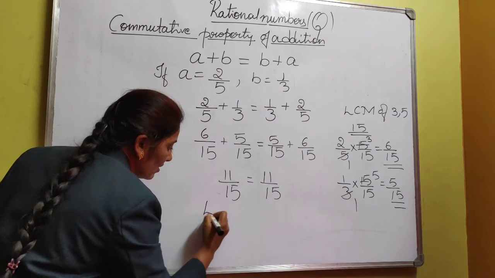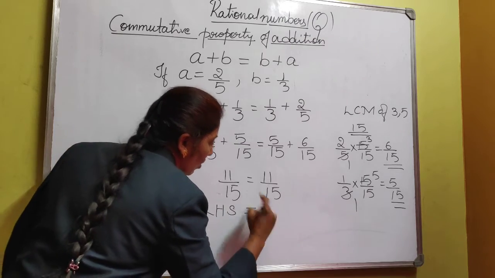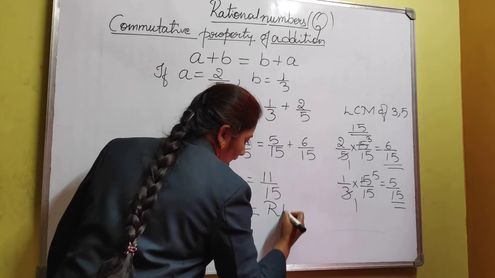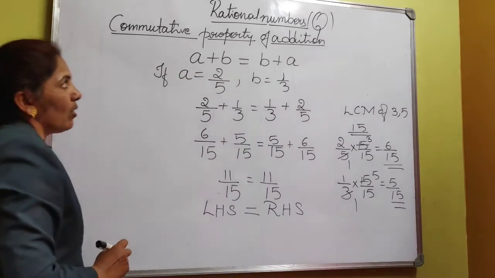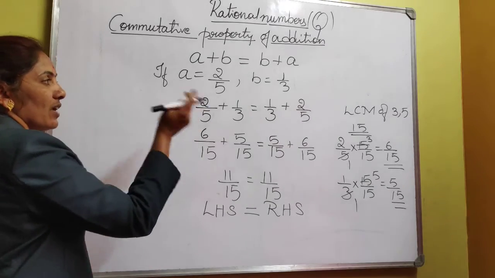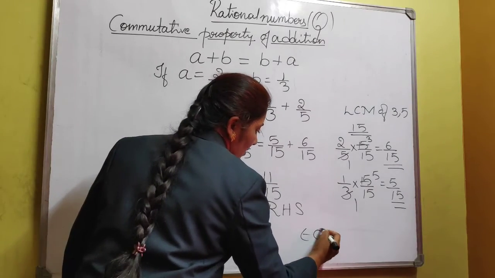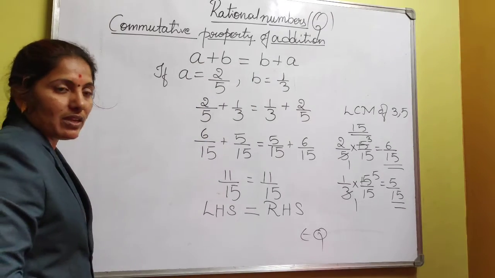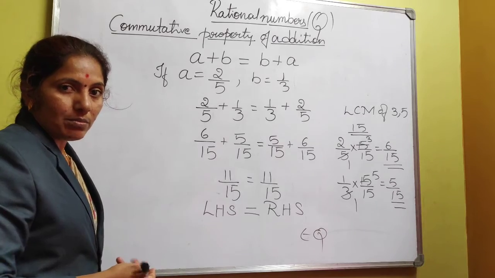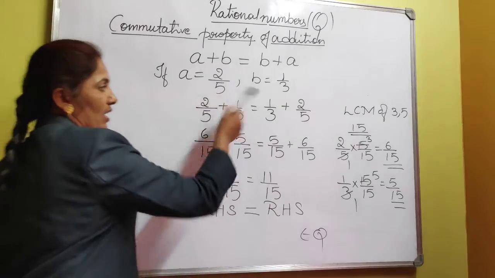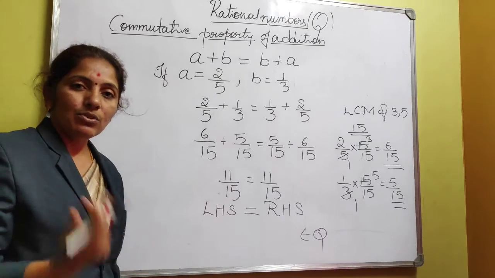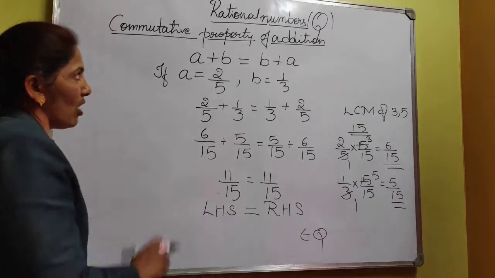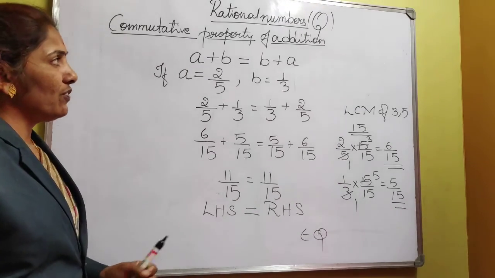So you can find here that the value of LHS, the left hand side, is also equal to the RHS, the right hand side. What can I say? For all values of A and B belonging to Q, the commutative property is satisfied. When we interchange the values of A and B and find the sum, we get the same rational number even after interchanging. This is what the commutative property of addition tells you.